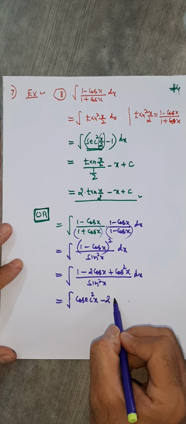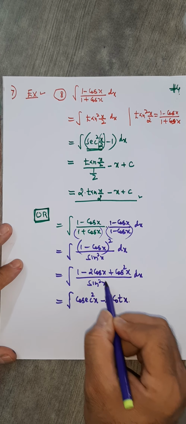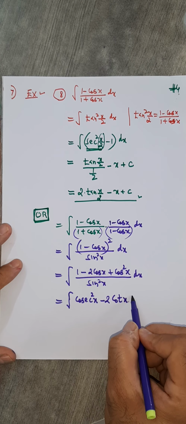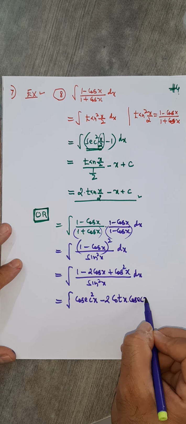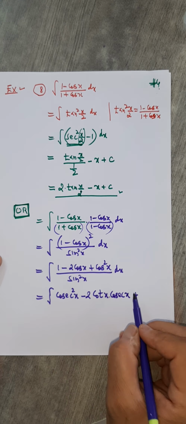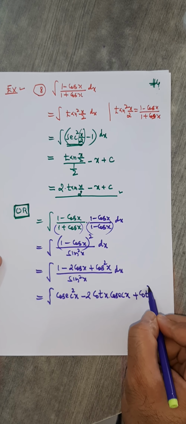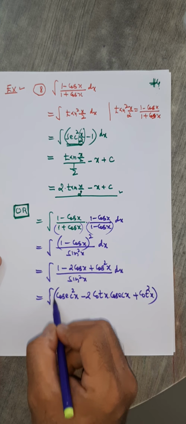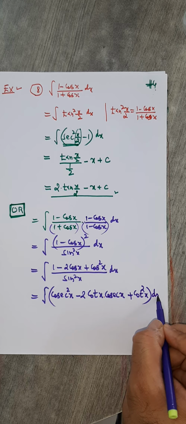Cos upon sine is cot. And you are left with one more sine, which is cosec x. Plus cos square upon sine square, you know it's cot square. So you have this, remember.